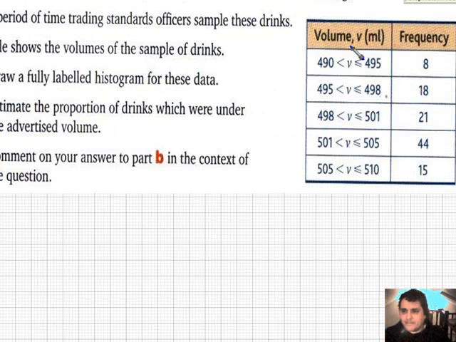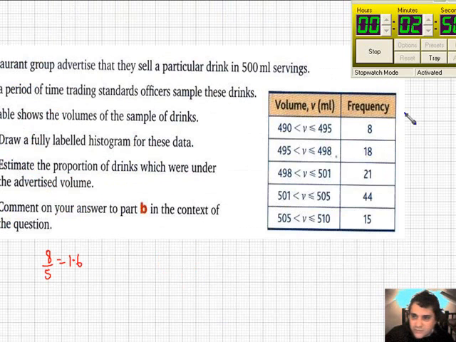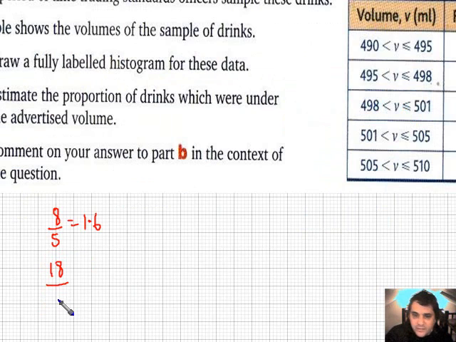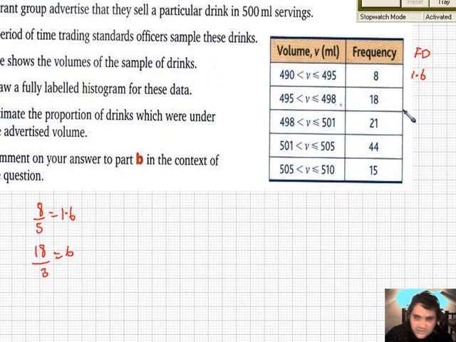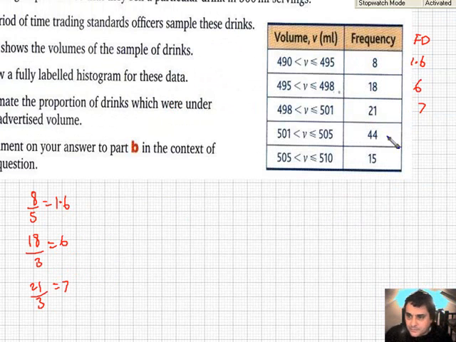Well, I've got time, let's just do it, shall we? Again, frequency density: 8 divided by 5, that's going to be 1.6. Next one, I've got 18, divide that by the width of 3. I can see that's going to be roughly 6, not exactly 6. Next one, I've got 21, divided by a width of 3 again, and that's going to be 7.